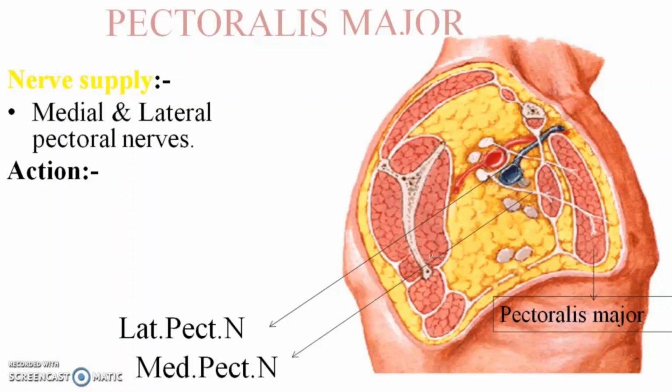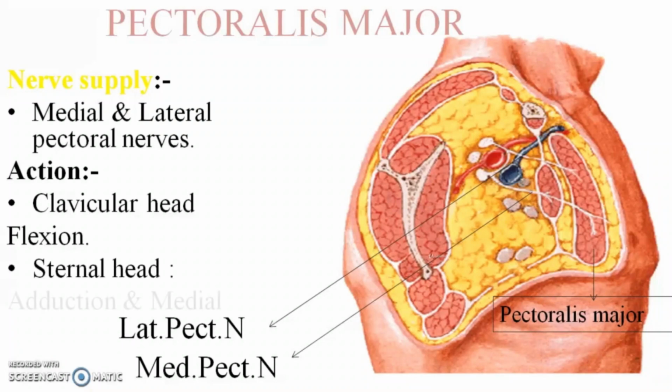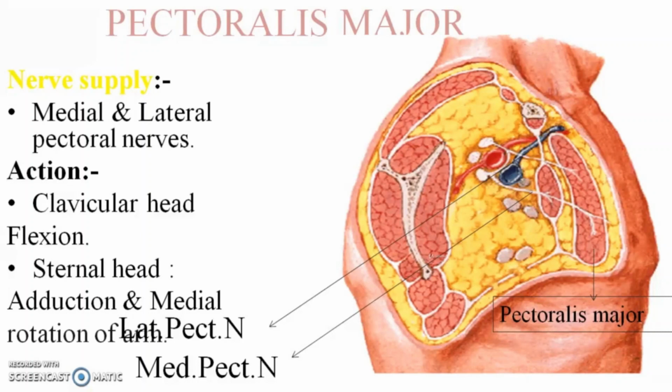and then it supplies the pectoralis major muscle. And coming to the action of this particular muscle, the clavicular head of pectoralis major causes flexion, and the sternal head causes adduction and medial rotation of the arm. So action is two in number, we are dividing into clavicular head action and sternal head action. Clavicular head causes flexion, sternal head causes adduction and medial rotation of the arm. And these are the details about pectoralis major which you have to keep in your mind.